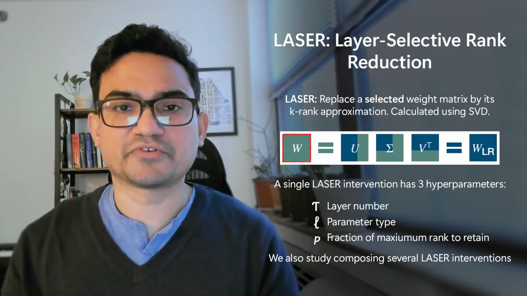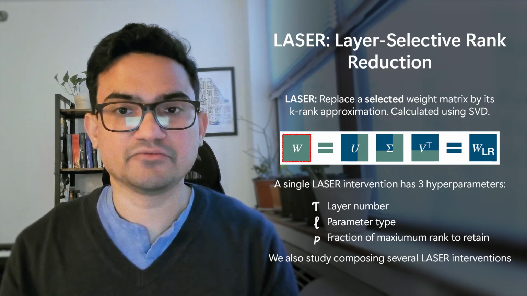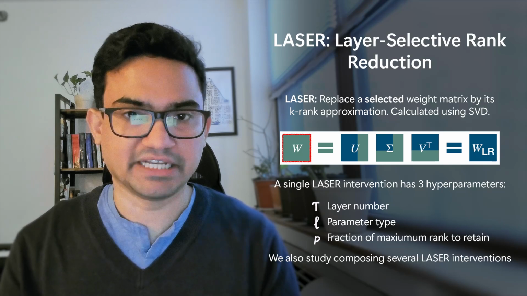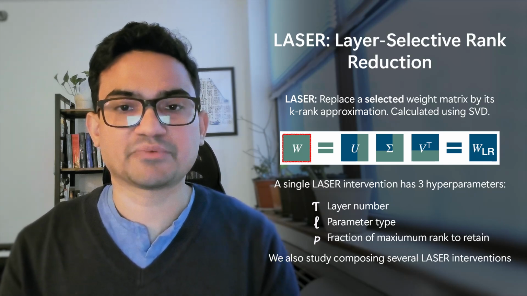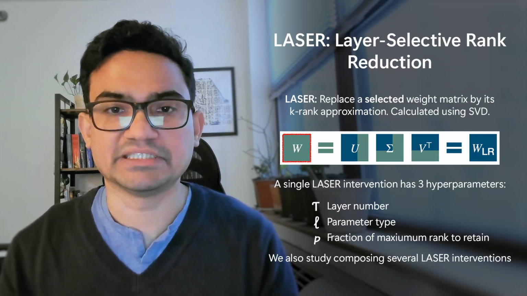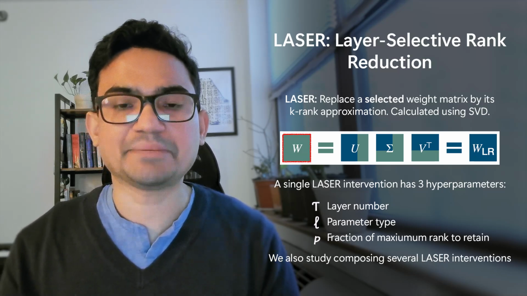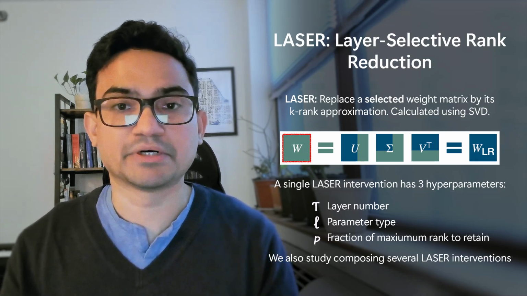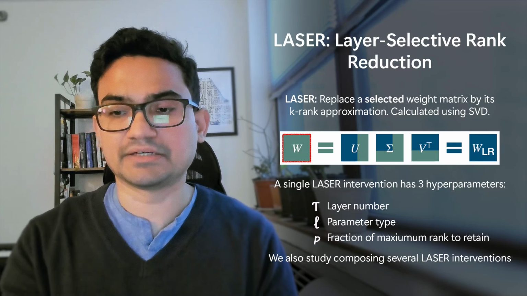So in summary, to perform a single Laser intervention, one has to make three choices. First is which layer to select. Second is which type of weight matrix to edit. And third is how much approximation should be done. In our paper, we also study how these different Laser interventions can be composed across layers and applied simultaneously.